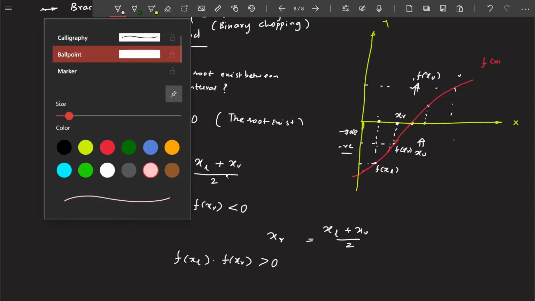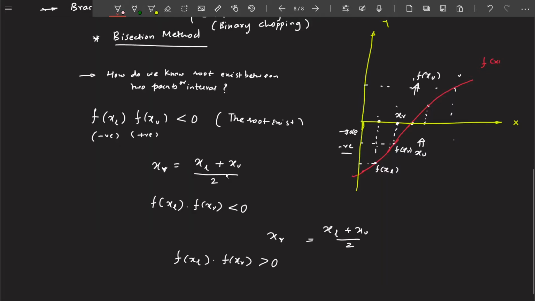Okay. If that happens, use a different color pen. This XR now becomes what? The new XL.